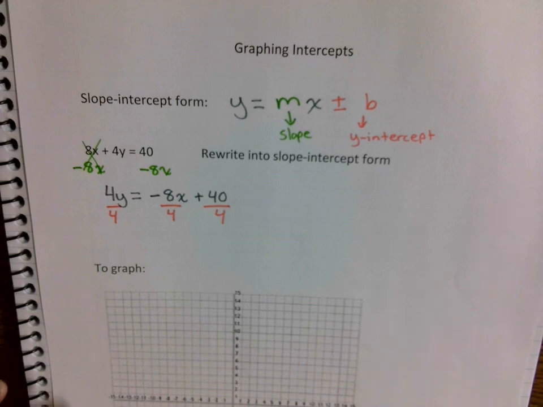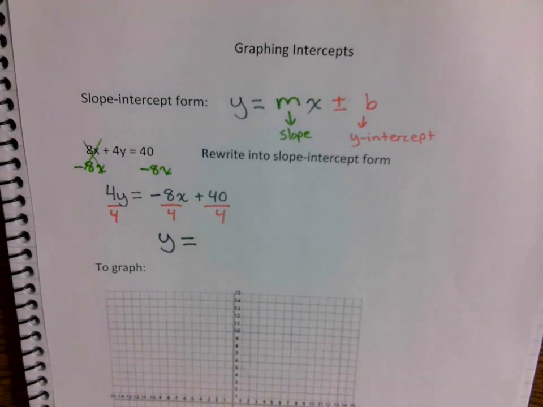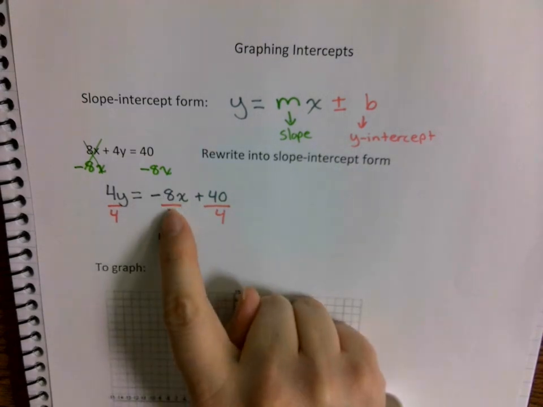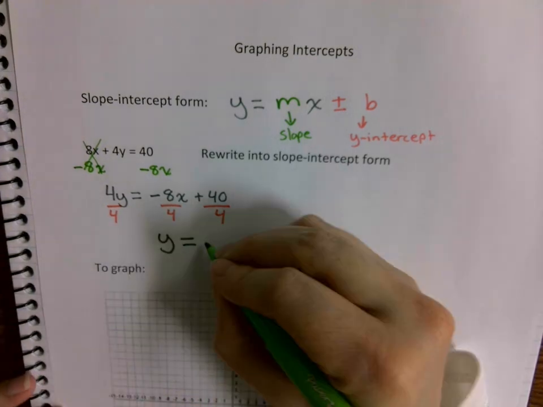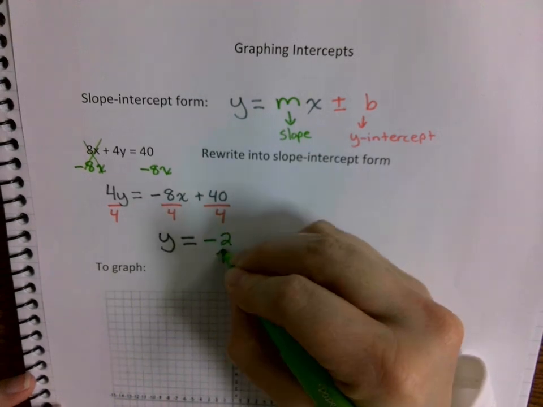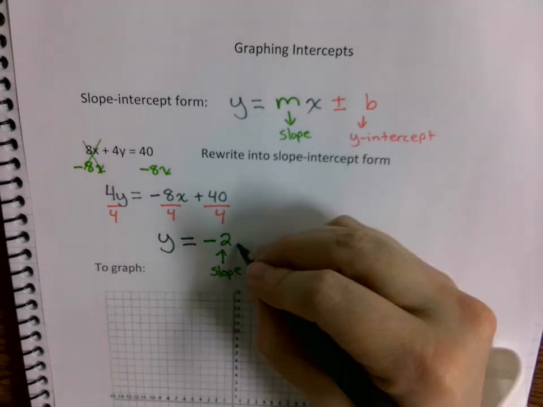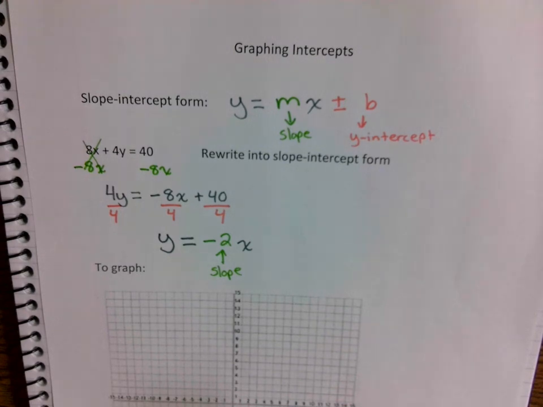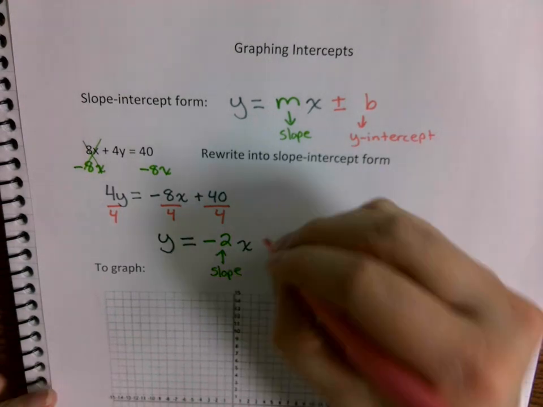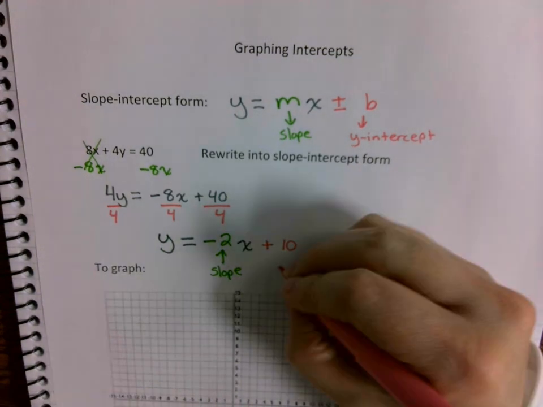So we then get y is equal to, what is negative 8 divided by 4 as a class? What's negative 8 divided by 4, guys? Negative 2. That's our slope. Negative 2 is the slope value. And then we have a positive 40 divided by 4. What is that going to equal? 10. So we have plus 10. That's going to be our y-intercept.